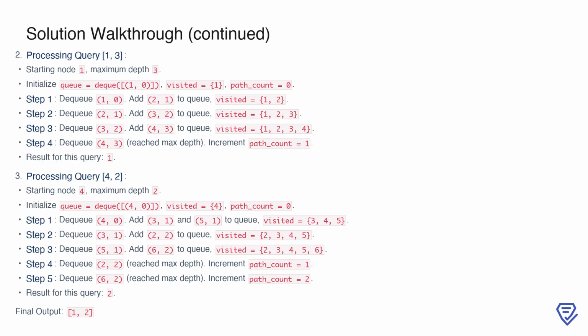Dequeuing node 4, we add its neighbors, nodes 3 and 5, to the queue at depth 1. From there, node 3 leads to node 2 at depth 2, and node 5 leads to node 6 at depth 2. Both nodes at depth 2 increment the path count, leading to a result of 2 for this query. The final output for the two queries is 1, 2.